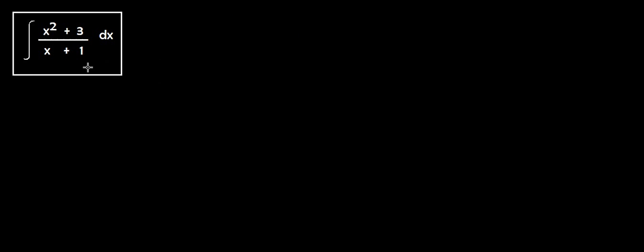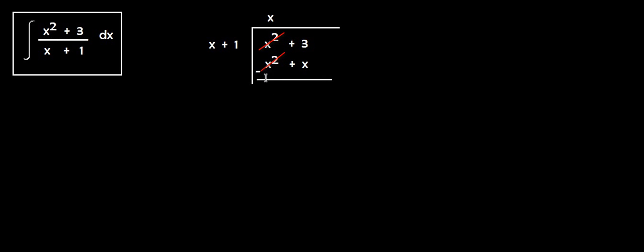So let's divide the polynomial x squared plus 3 by x plus 1. Now, in order to match the x squared, we need to multiply this polynomial x plus 1 with x. So we write x in the quotient. By writing x, we also need to multiply this x with 1, and we need to subtract x squared plus x from x squared plus 3. We can cancel out x squared from both of them, and we will be left with the remainder of 3 minus x.